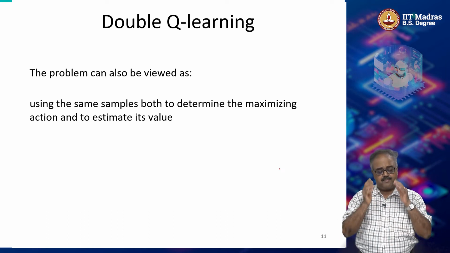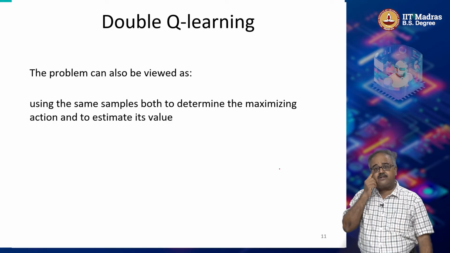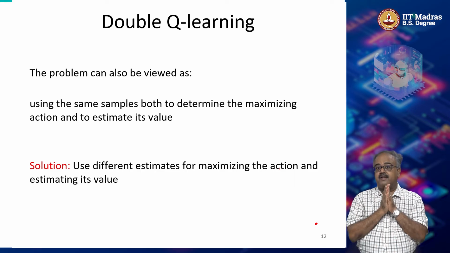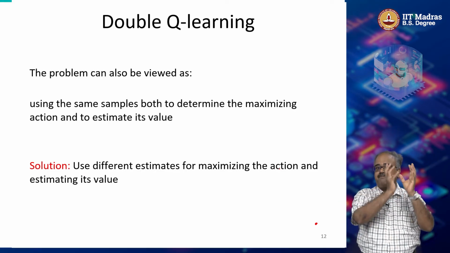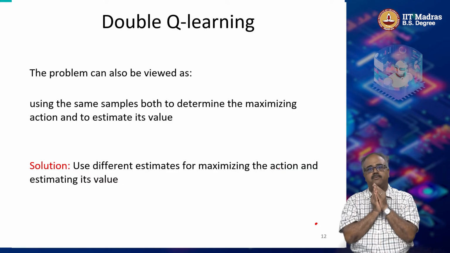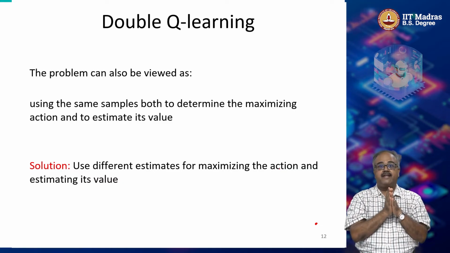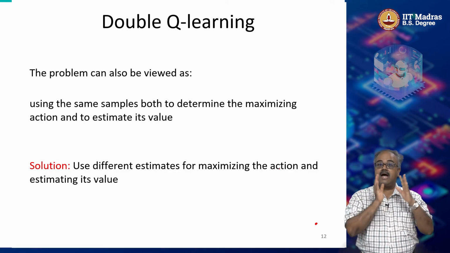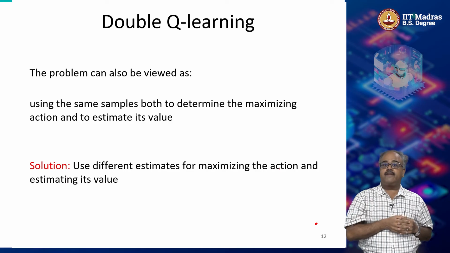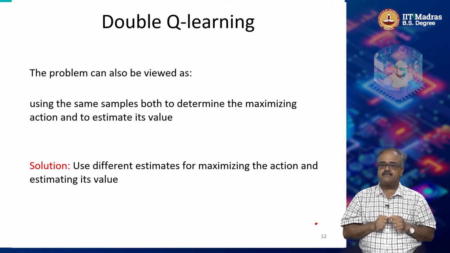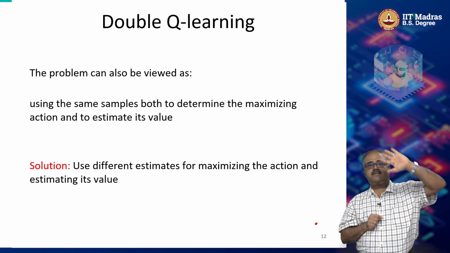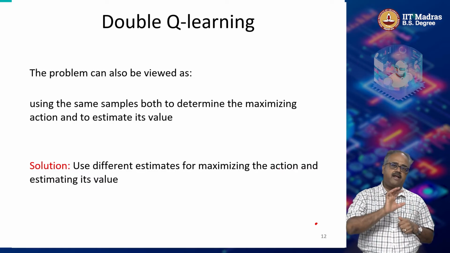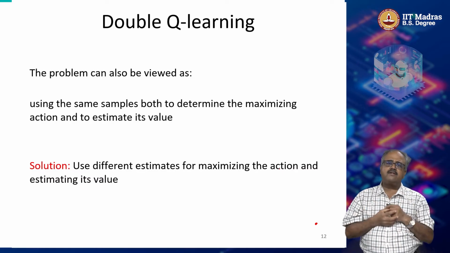Okay, this is a heuristic. People came up with this idea: I should not be using the same set of samples. So let us do the following. Let us use half the samples that you are gathering for figuring out which is the max action, and the other half of the samples we will use for figuring out what is the value for that max action. Clear now? So, half of the samples you take, you figure out what is the max action, and the other half of the samples you take and figure out what is the value for the max action. So, how does this help?